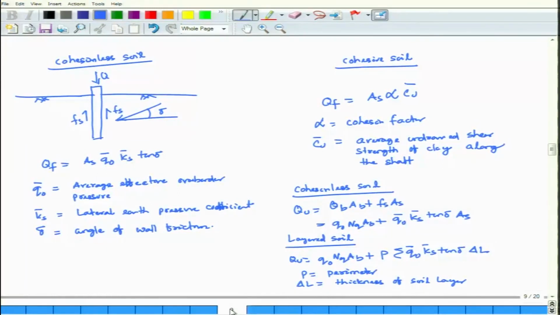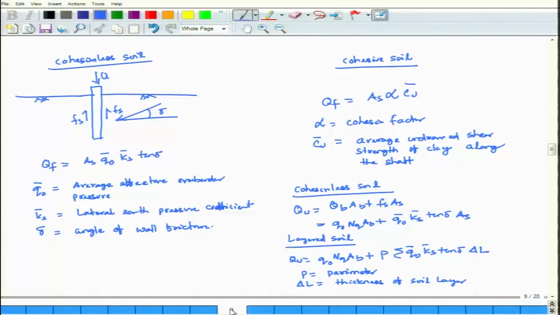Now, if I am writing all together for cohesionless soils, Qu is equal to QBAB plus FSAS. If I write it, Q0 NQ into AB plus Q0 bar Ks bar tan delta into AS. For layered soil, the Q0 NQ AB, this is your base resistance. This will be fixed for particular layer. For other part of this shaft, it is a summation of Q0 prime Ks prime tan delta into delta L, delta L is your thickness of your soil layer into your perimeter.